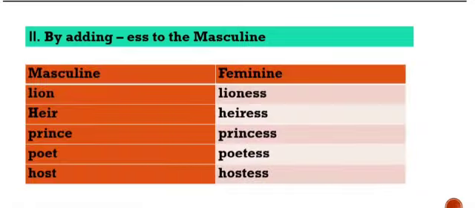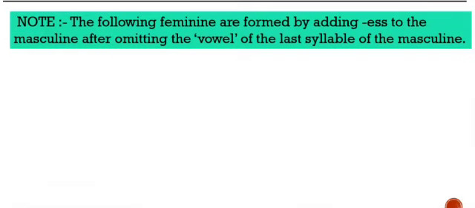Secondly, we can change the noun into feminine by adding ess to the masculine. For example, lion, masculine, and feminine is the lioness. Heir, heiress, prince, princess, poet, poetess, and host is hostess. The following feminine are formed by adding ess to the masculine after omitting the vowel, that is a, e, i, o, u, of the last syllable of the masculine.